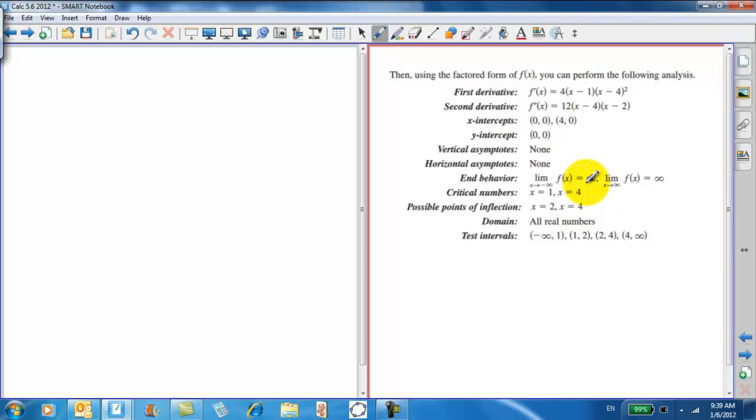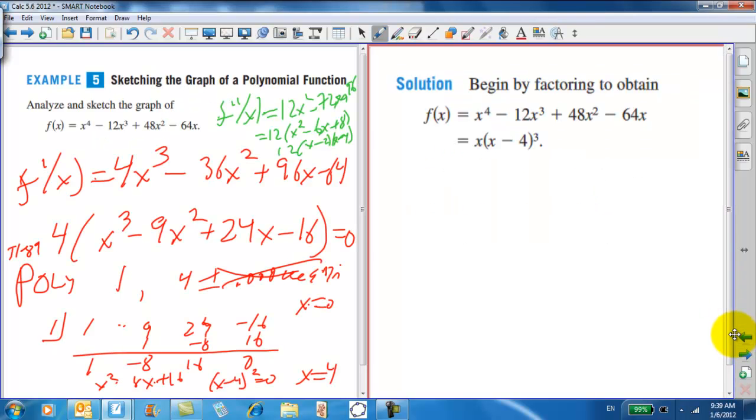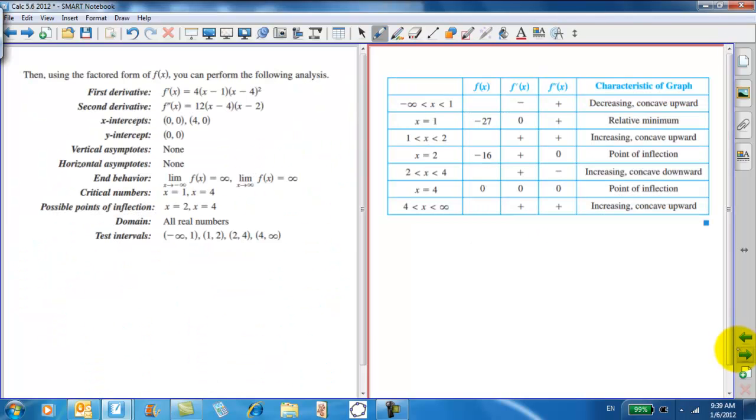Our end behavior. The x and y intercepts you can get from that factored form. 4 and 0. And so there's the critical numbers of 1 and 4, and we also look at 2. And to judge relative maxes and mins, you can use the second derivative test here. See where the first derivative is 0. The second derivative here was positive. That means it's concave up, so it's a relative min.